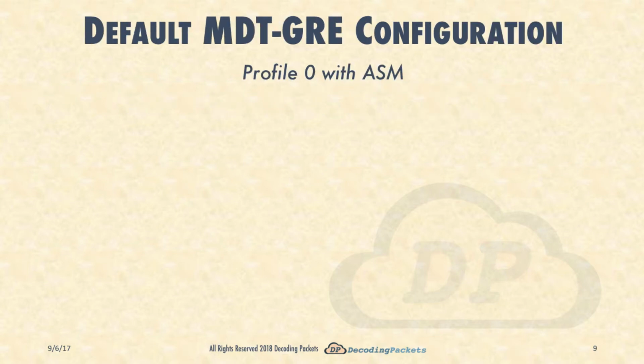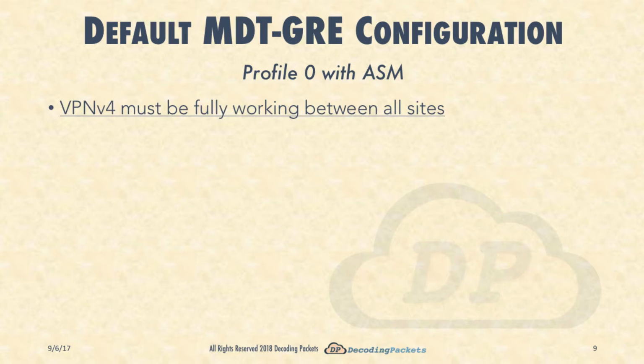Now let's take a quick look at what different pieces we have to configure and then step by step go ahead and configure them on our devices. The very first thing, VPNv4 must be fully working between all of the client sites. If you have 1, 2, 3, or 4 client sites, they must be already configured for VPNv4. Their PEs should be redistributing all of the right information, and they should have full connectivity to each other and to the PEs. The major reason for this is RPF checks.